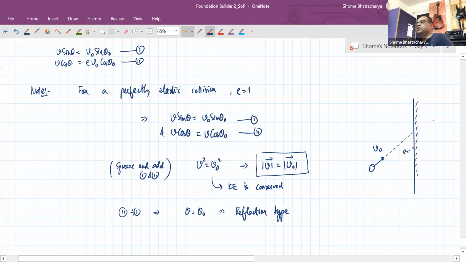So if E is equal to 1, then after impact, the particle will go at a speed equal to V naught, and such that this angle is equal to this angle.